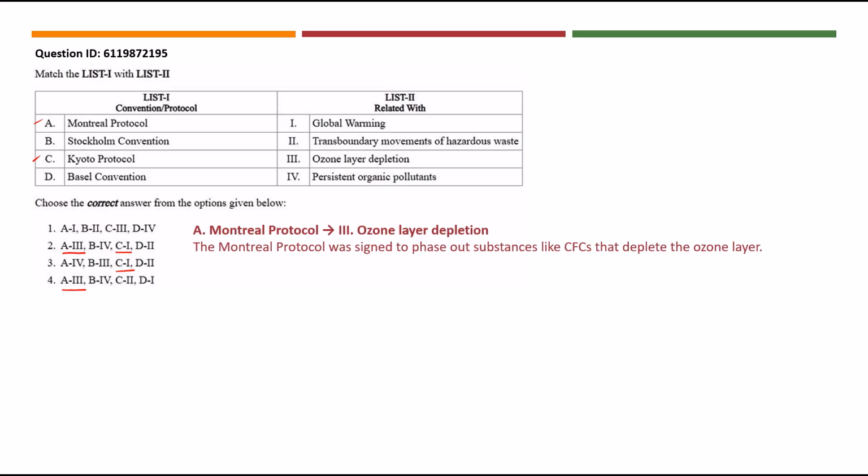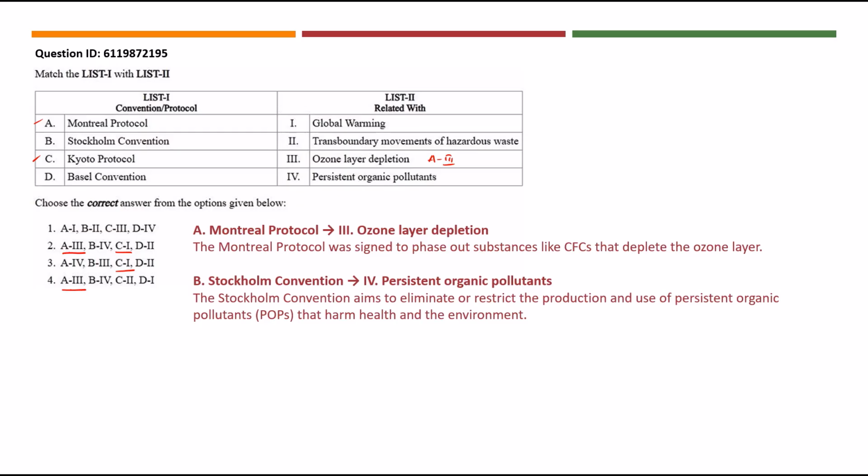The Montreal Protocol was signed to phase out substances like chlorofluorocarbons, the CFCs that deplete the ozone layer. So Montreal Protocol is mapping to ozone layer depletion. A will be mapping to 3. Then we have Stockholm Convention. The Stockholm Convention aims to eliminate or restrict the production and use of persistent organic pollutants called POPs that harm health and the environment. B will be mapping to 4. We have already learnt about POPs in the previous year question paper. If you are able to connect it to Stockholm Convention, then it's fine.